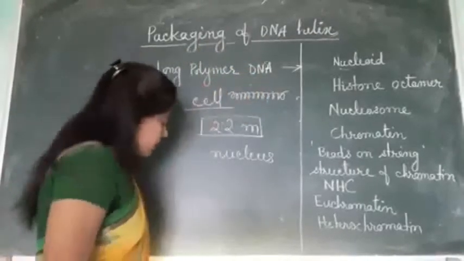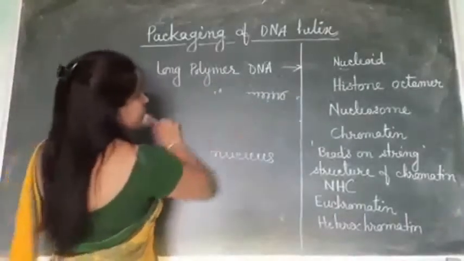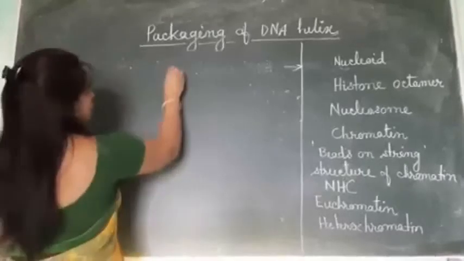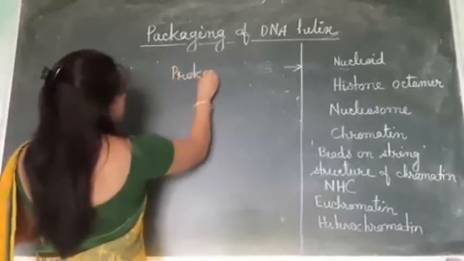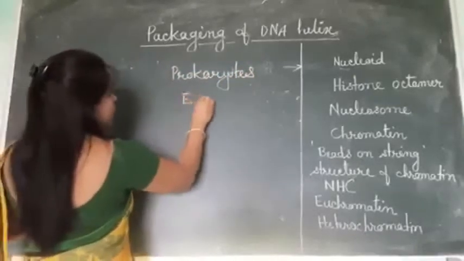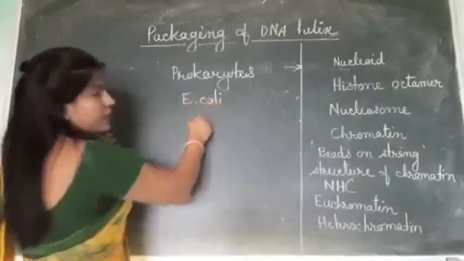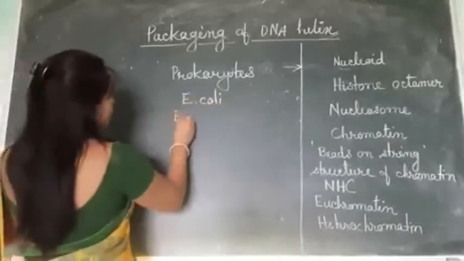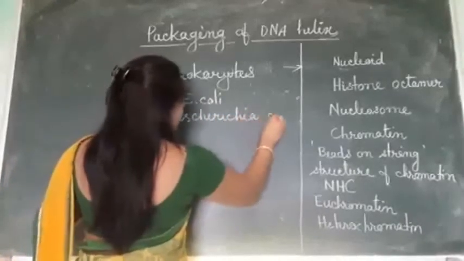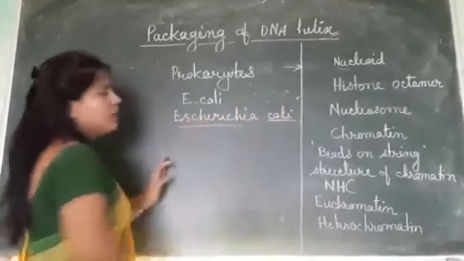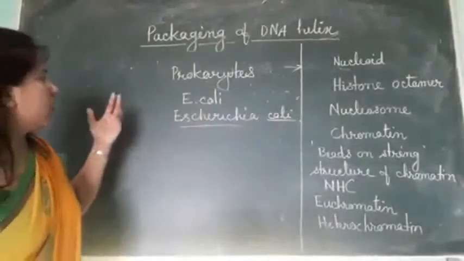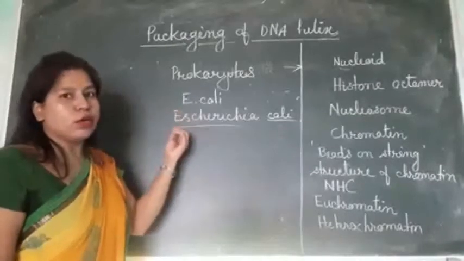So let's see how DNA is packaged in both prokaryotic and eukaryotic cells. In prokaryotes like E. coli, you heard this name, E. coli, full form Escherichia coli. It is a bacterium widely used in laboratory work.